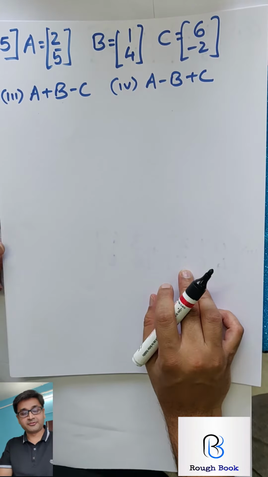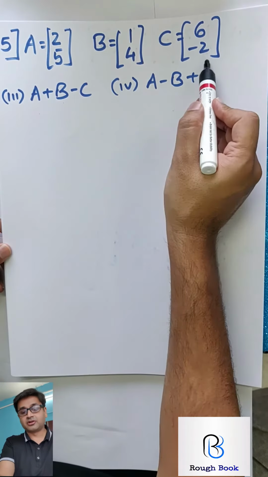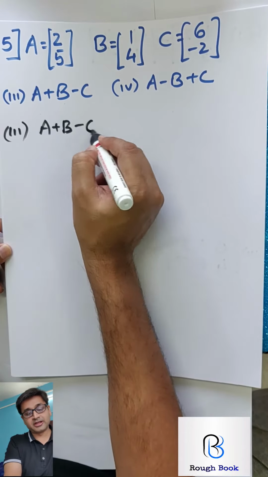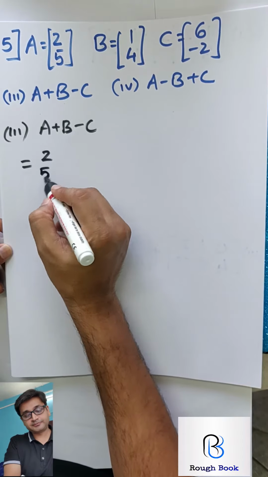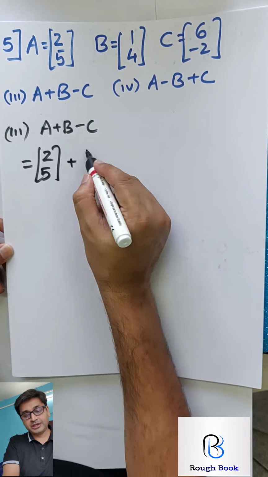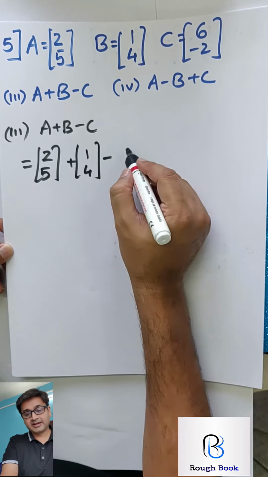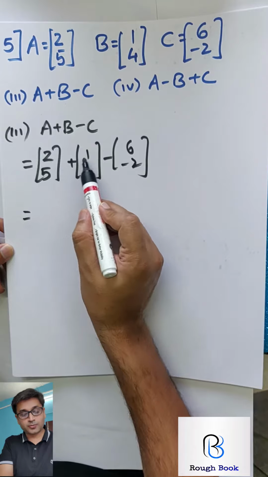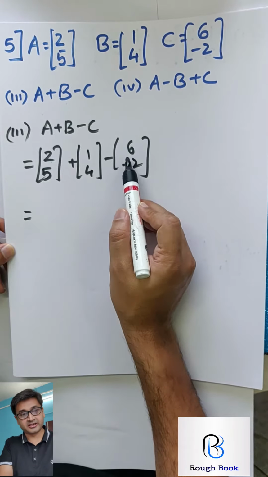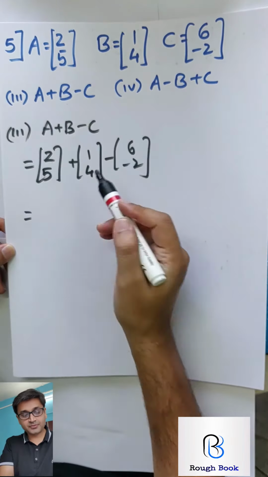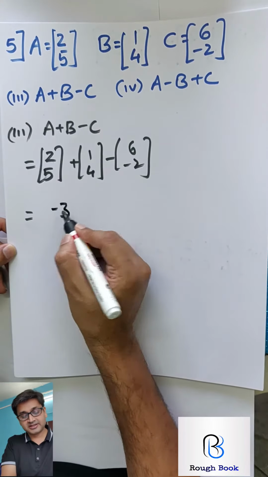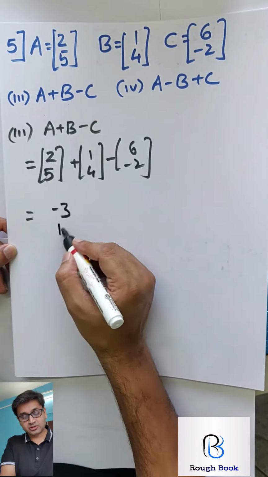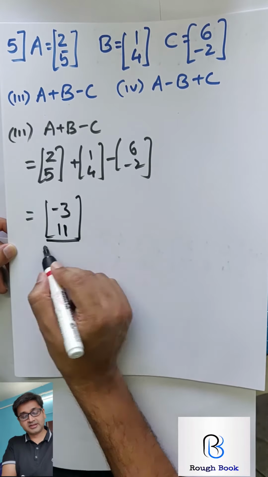Sum number 5. You have got A, B and C different matrices and this is the operation you need to follow. A plus B minus C. Now how will you tackle it? So do it this way. 2 plus 1 minus 6. This sign will affect. So 2 plus 1, 3. 3 minus 6, minus 3. 5 plus 4, 9. 9 minus minus plus. So 9 plus 2, 11. There you are. Isn't it very simple?